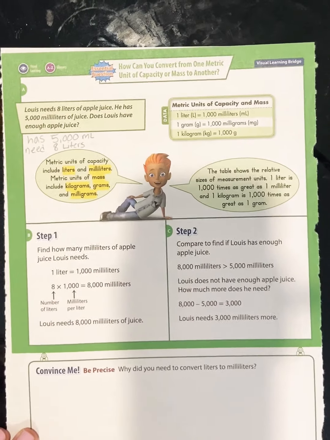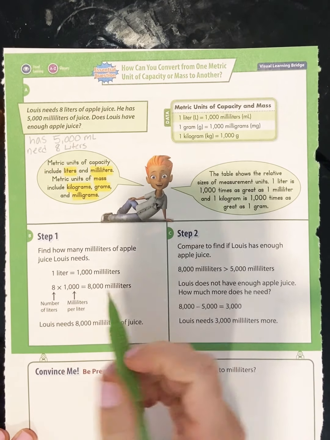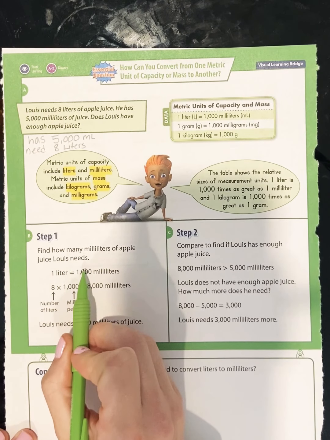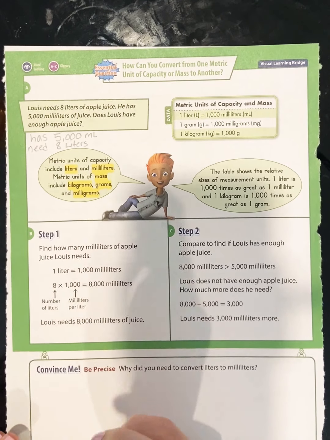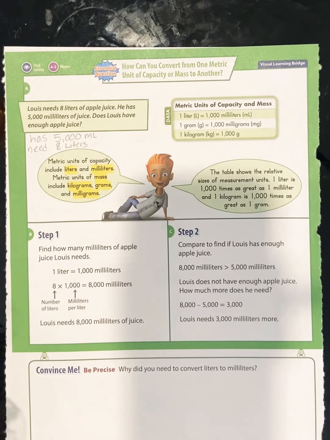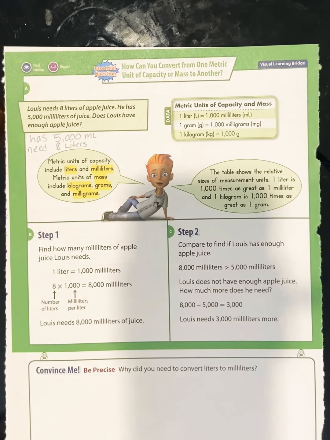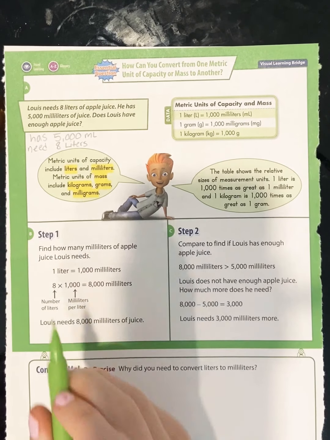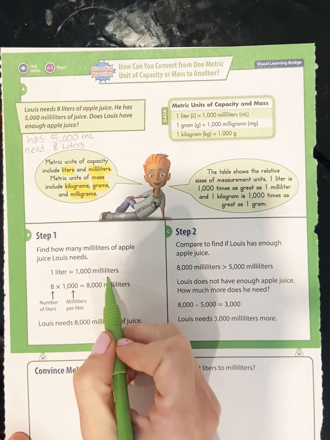All right, so let's look down at step 1. Find how many milliliters of apple juice Lewis needs. We know 1 liter equals 1,000 milliliters. We know that from the anchor chart we copied. Here is mine. You may have been able to print yours, but there's an anchor chart tool provided for you. So that's how we got this information. 1 liter equals 1,000 milliliters.